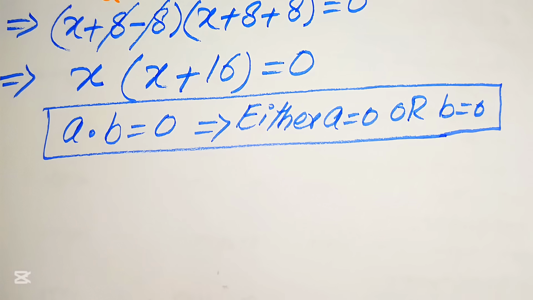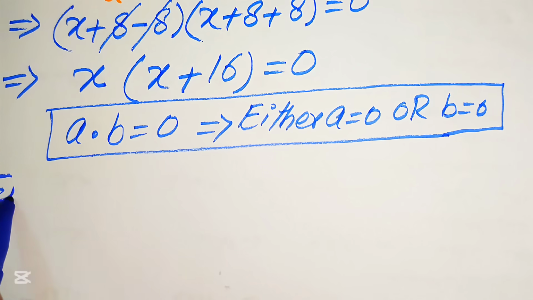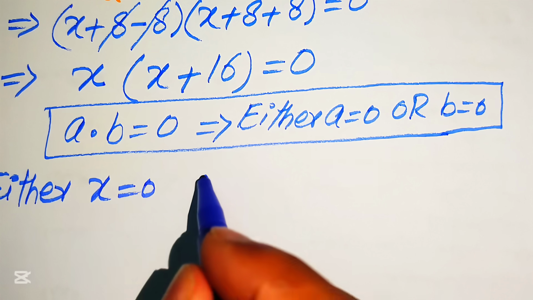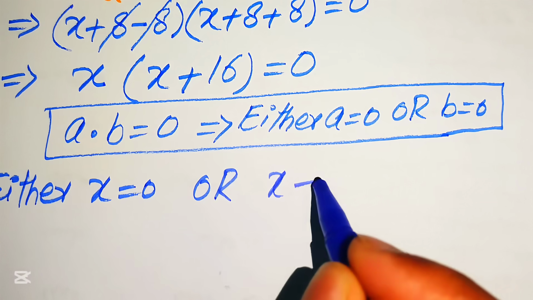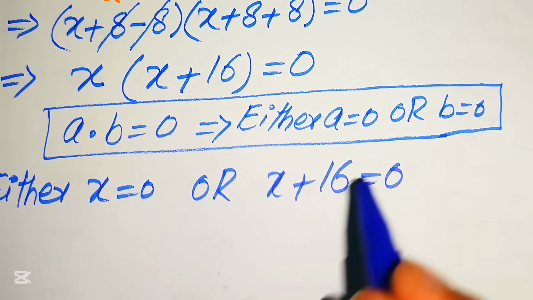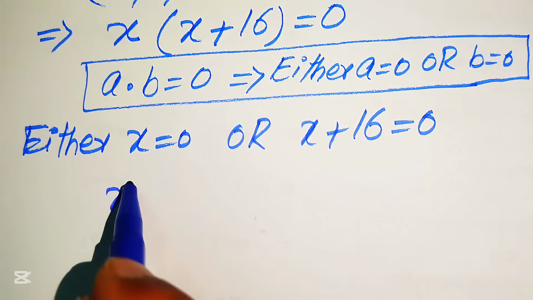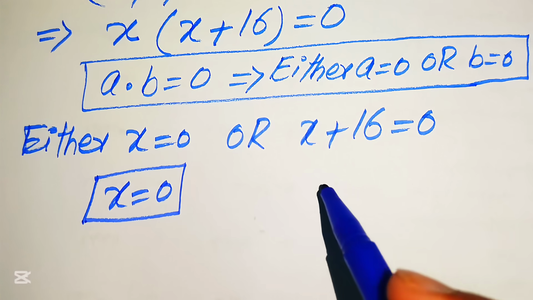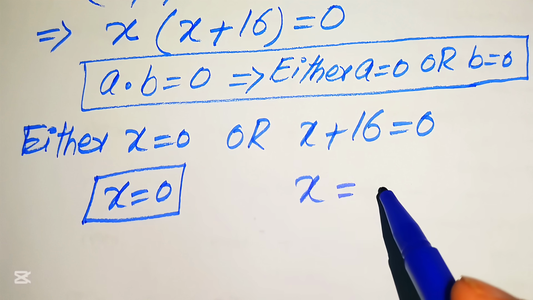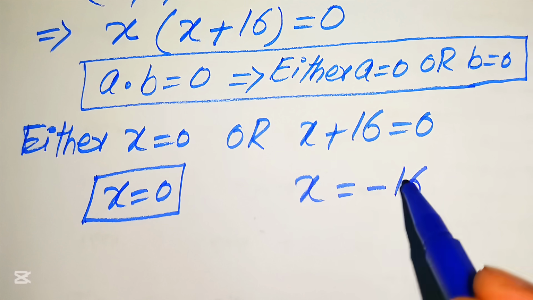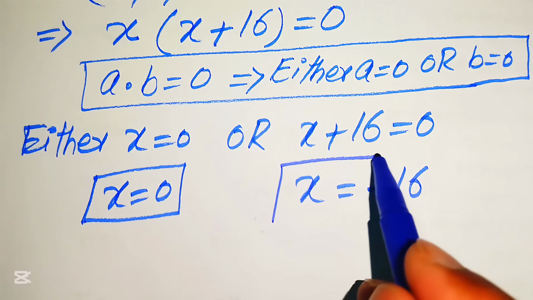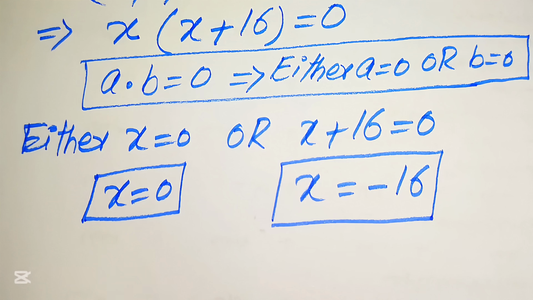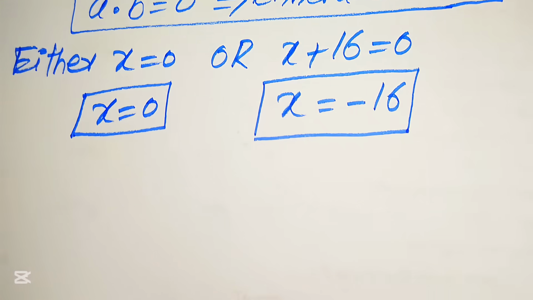According to this rule, we have either x equals 0 or x plus 16 equals 0. So you easily get the first root of the given equation, x equals 0, or the second root: we move the 16 to the right hand side and we get x equals minus 16. So this is the second root. These are the two roots of the given equation which we get from the first method.